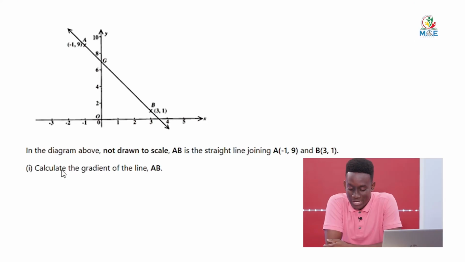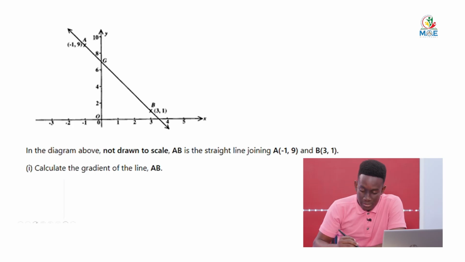So this question says we have a diagram. In the diagram above, not drawn to scale, AB is the line joining A, which is (-1, 9), and B, which is (3, 1). So they want us to calculate the gradient of AB.